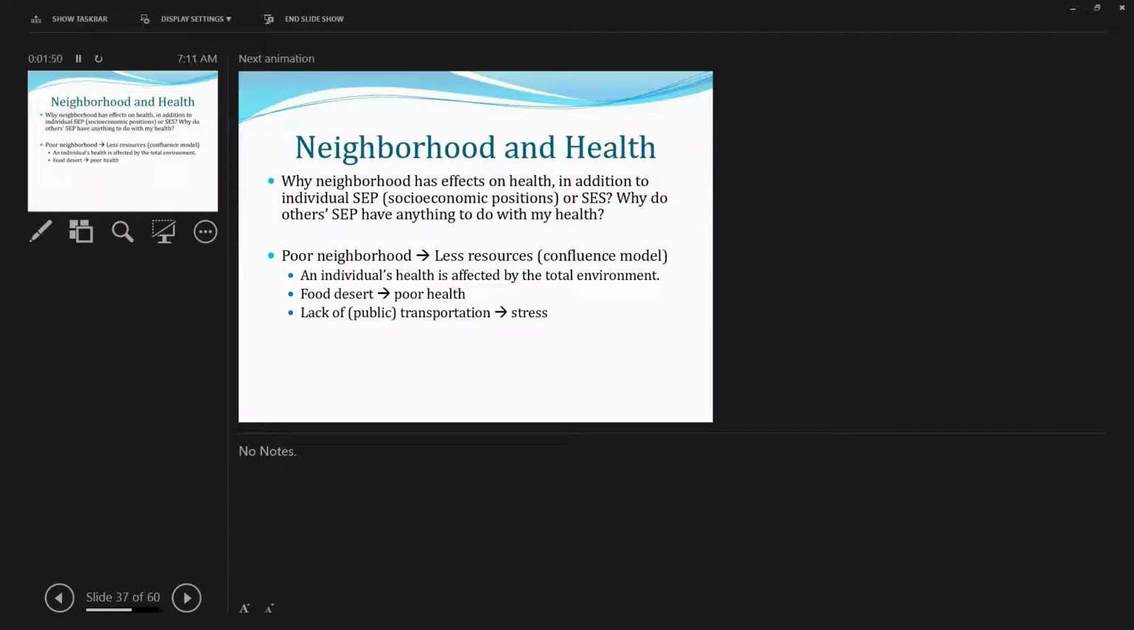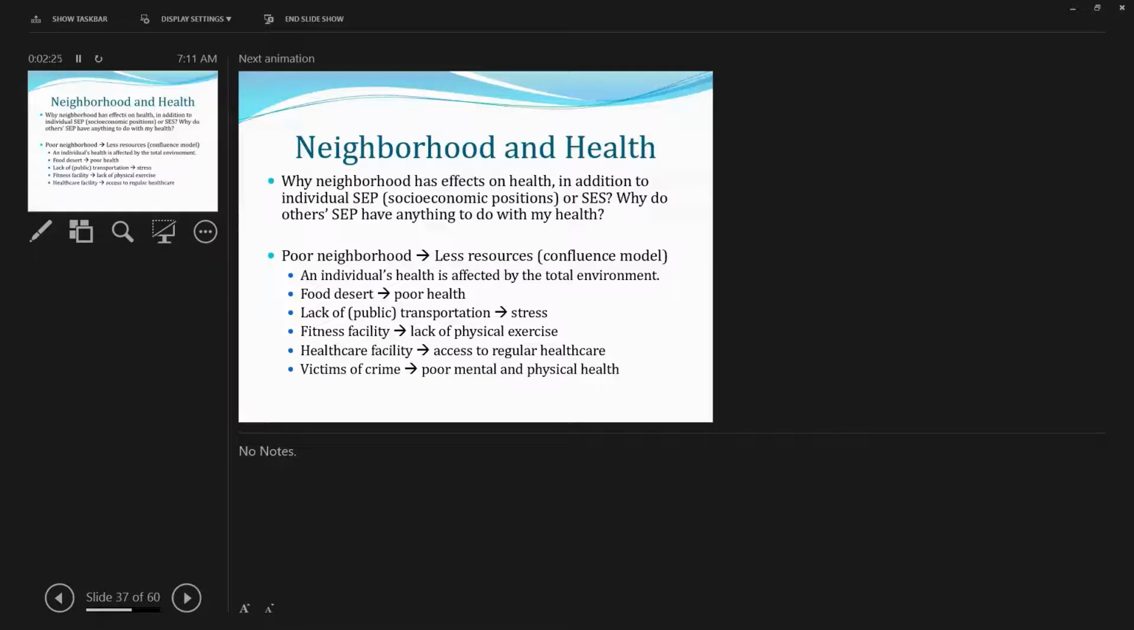For example, if there's a poor neighborhood, very likely there are pockets of food desert, which is obviously associated with lack of access to healthy food, thus leading to poor health. Second, for example, lack of public transportation is associated with stress. Lack of fitness facilities is associated with a low level of physical exercise, and even lack of parks and the kind of areas that people can have for recreational activities and simply for a walk is associated with lack of physical exercise, and in turn leads to poor health.